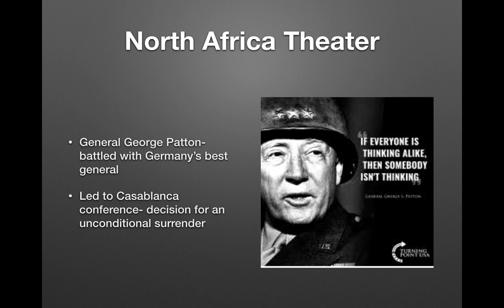Once North Africa is liberated, this leads to Casablanca Conference, which is a decision for unconditional surrender. And that's a decision that's ultimately going to lead to the atomic bombs, because Japan will not surrender unconditionally. To them, surrender is seen as coward.